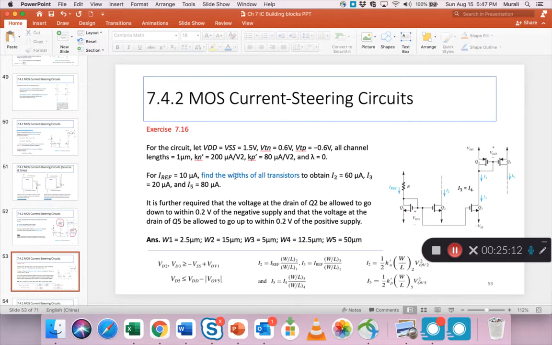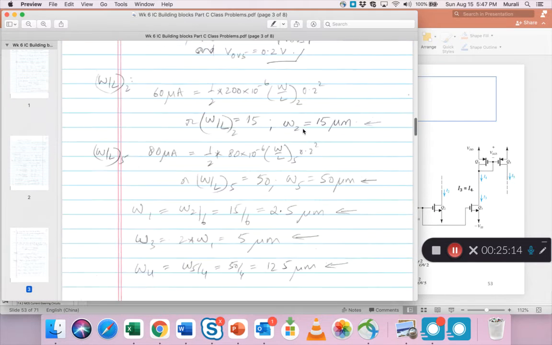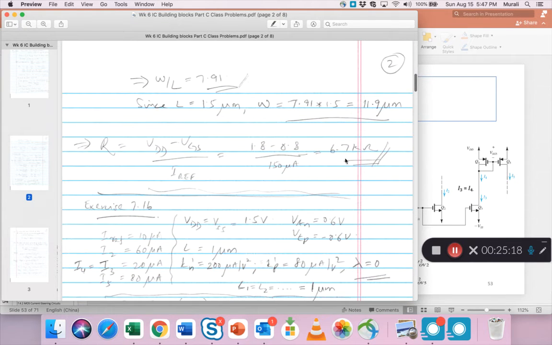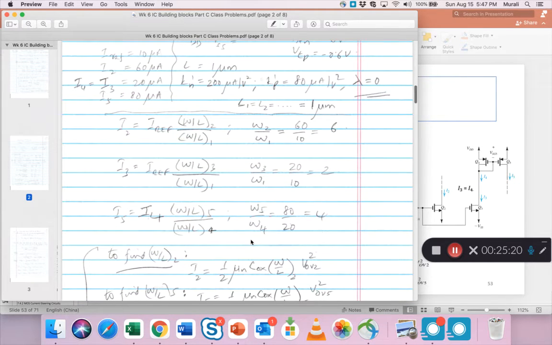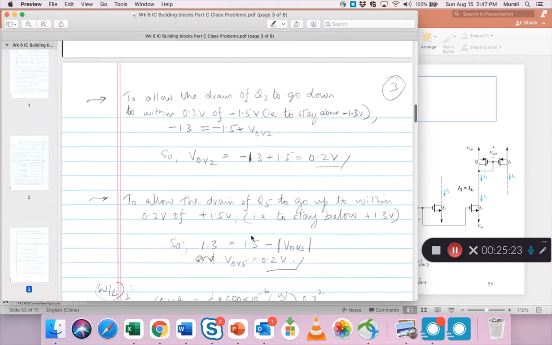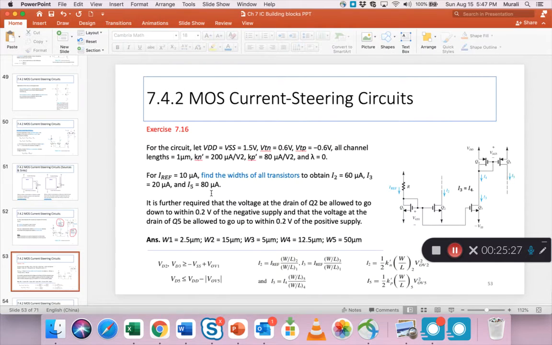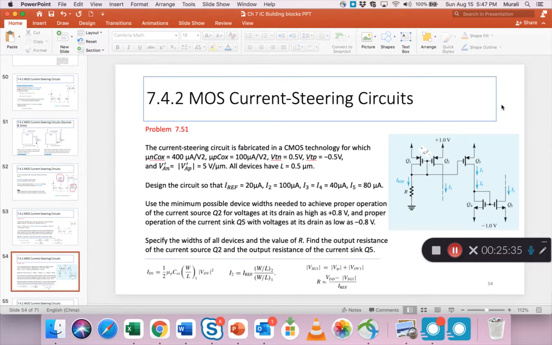All right. Sorry, what was the value of R? Oh, we didn't need to find R at all, just the W's. And here's the answer given in the textbook anyway. Okay, anyway, that was that problem.